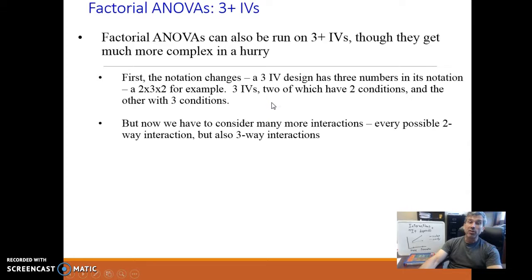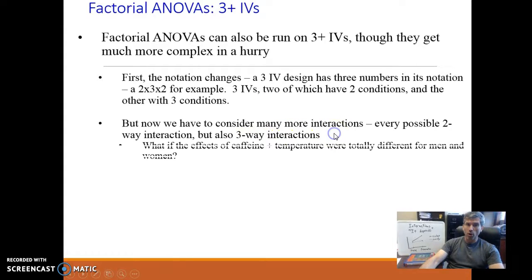Now the number of interactions increases. We have to test for every possible interaction between two factors, but also the possible three-way interaction. What the heck's a three-way interaction? The two ways were hard enough. Let's take our caffeine and temperature example that we talked about in the last video. And let's say that we also just measured people's gender, and we found that that relationship, the interaction between caffeine and temperature, was altered based on whether you were male or female. It was different for men and women.